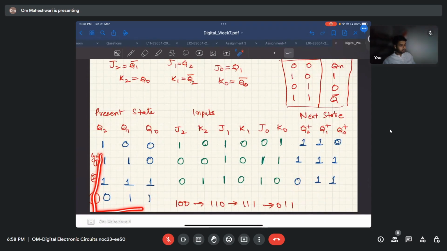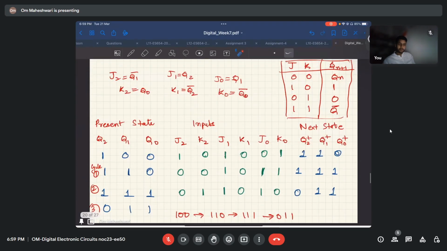So this was what we were asked: find the next three states of the outputs. Initially we had 100. Now we have 110, 111, and 011. Okay, clear?